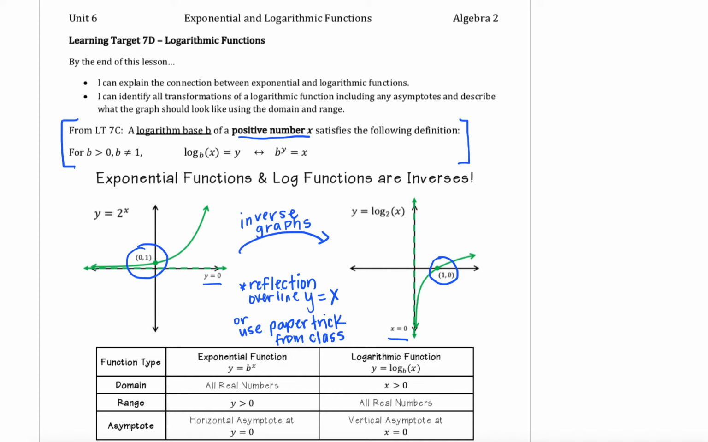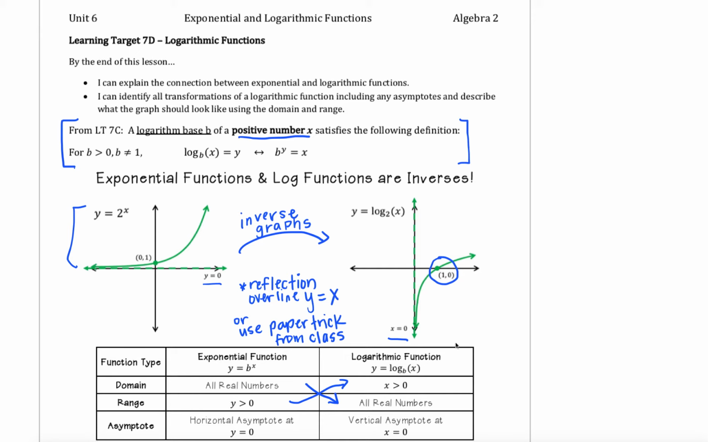A couple key differences. In an exponential function, our domain was all real numbers, because on our graph here on the left side, it keeps going to both the left and the right, and we're able to sub in positive numbers, negative numbers, as well as 0. Our range, however, was restricted to y is strictly greater than 0, because we just had everything above our horizontal asymptote, which was at y equals 0. Well, when we invert that and get a log function, remember our domain and our range flip-flop. So our domain for our exponential function becomes our range for our log function, and our range for our exponential function becomes the domain of our log function.